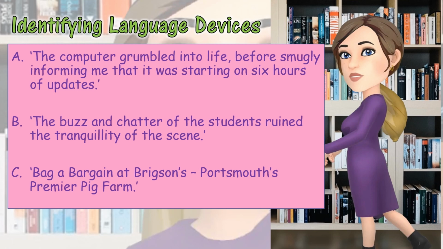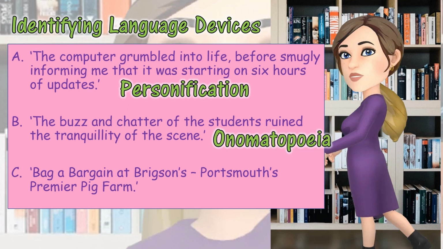Okay, let's look at the answers. If a computer grumbles and smugly informs somebody, that means it sounds as if it's a person. So that must be an example of personification. Words such as buzz and chatter convey the sound. So that's an example of onomatopoeia.